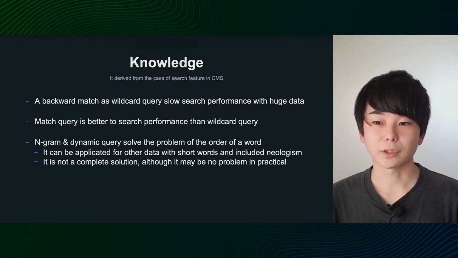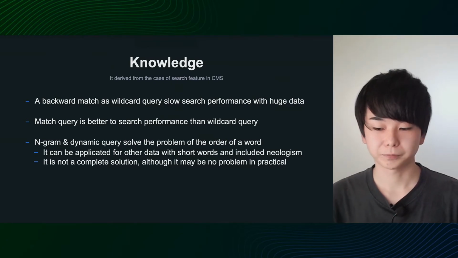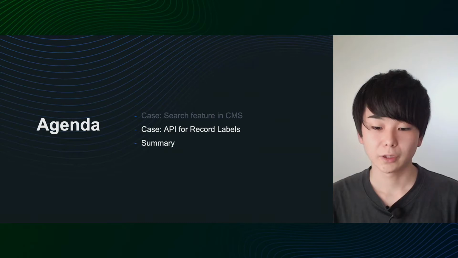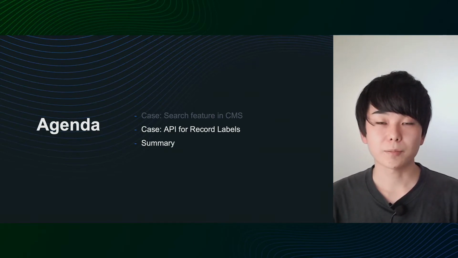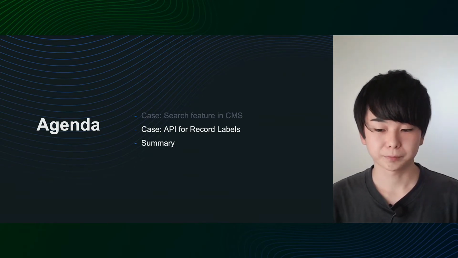This search improvement has made it easier to search by increasing the number of search items all at once, and has also improved the search speed, making the user experience better. From here, I will talk about API opening for music label and the summary.